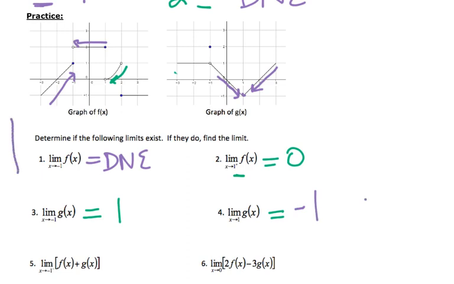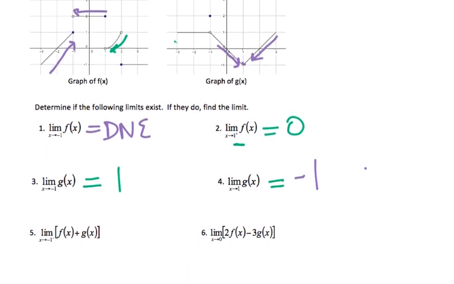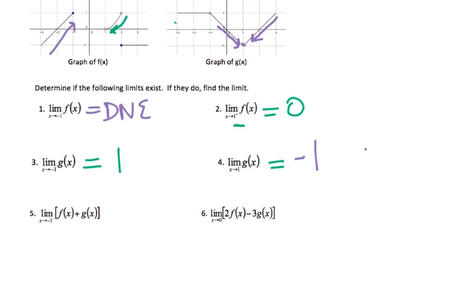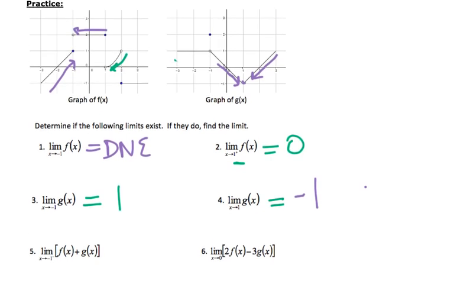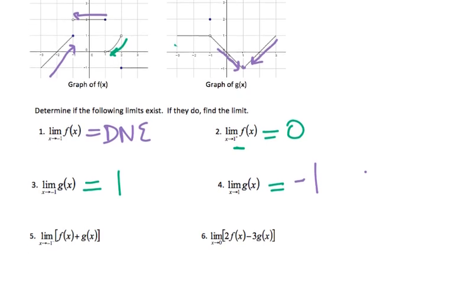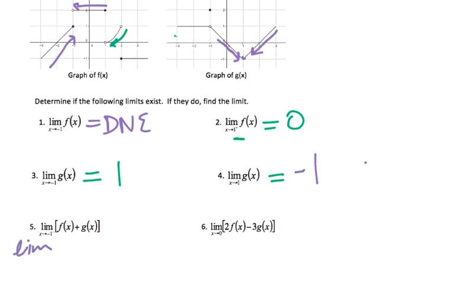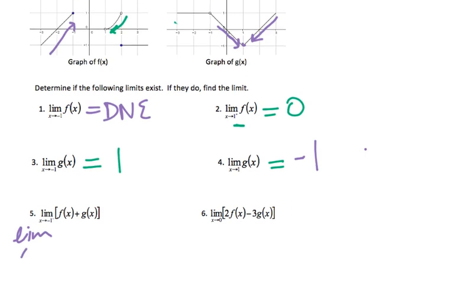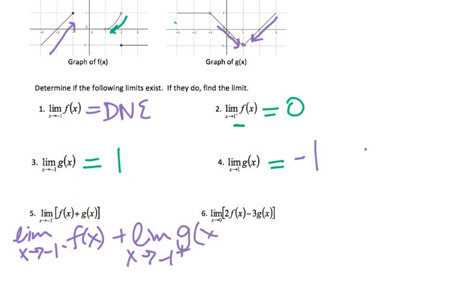For number 5, it asks us to find the limit of f plus g as x goes to negative 1 from the left. So remember, when we're adding two functions together and finding the limit, you can actually split it into two separate limits. So this would be the limit as x goes to negative 1 from the left of f of x plus the limit as x goes to negative 1 from the right of g of x. So when we write it as two separate limits, this problem becomes much easier.